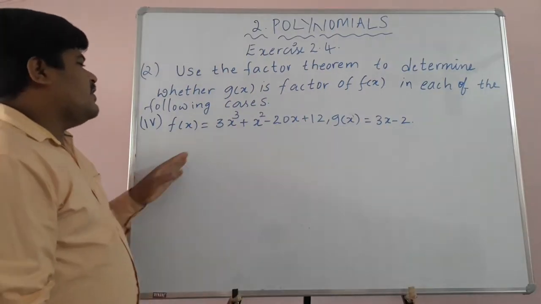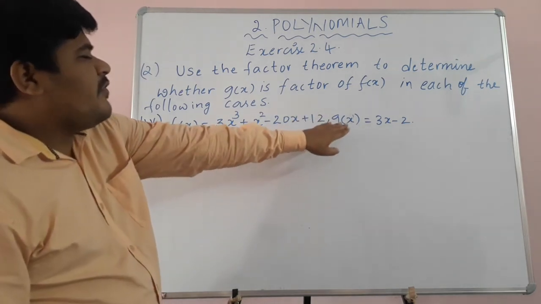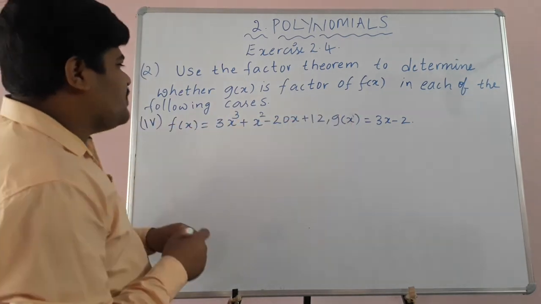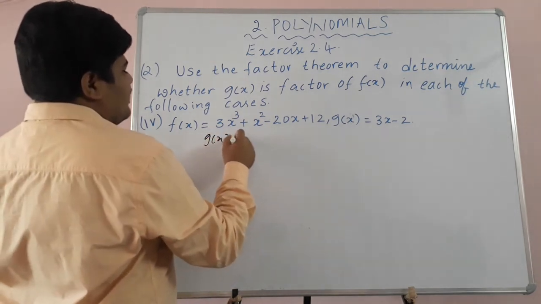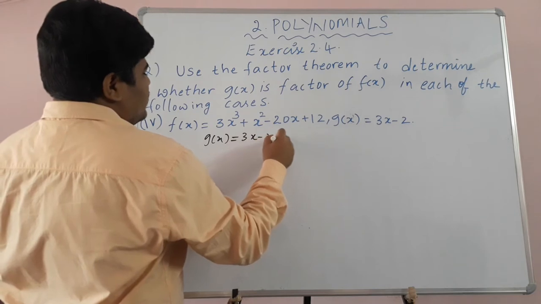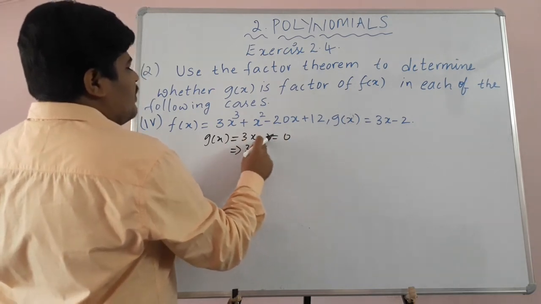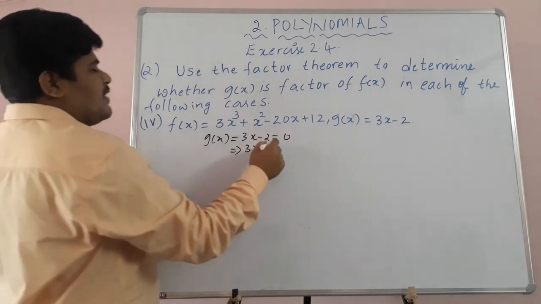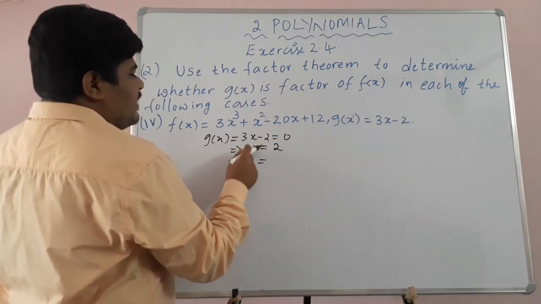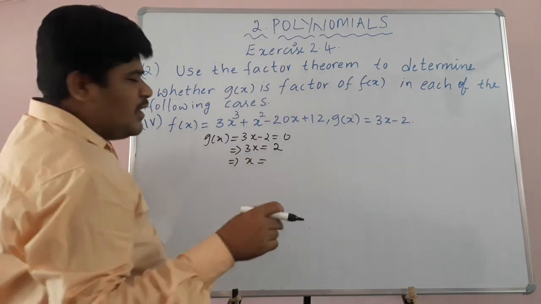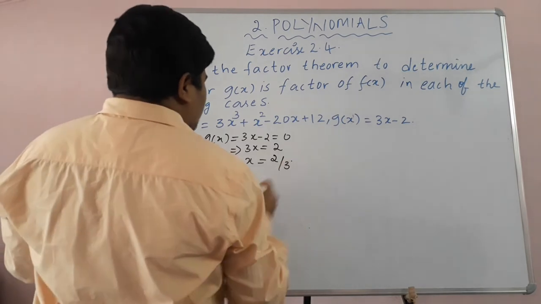f of x is equal to 3x cube plus x square minus 20x plus 12, and g of x is given as 3x minus 2. So children, take the linear polynomial and equate it with 0. 3x minus 2 is equal to 0. So 3x is equal to, minus 2 becomes plus 2, 0 plus 2 is 2. And what is the x value? Here 3x is nothing but 3 into x. After transposing, this into becomes by. So x is equal to 2 by 3.